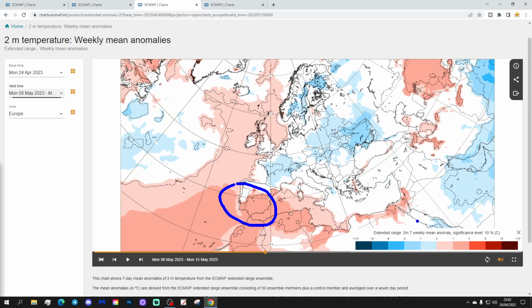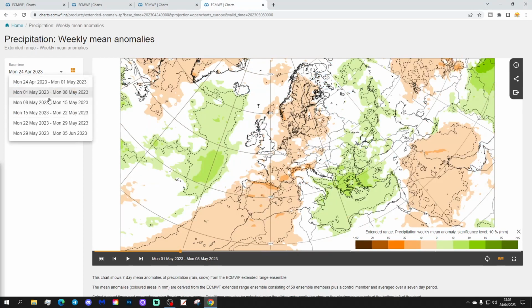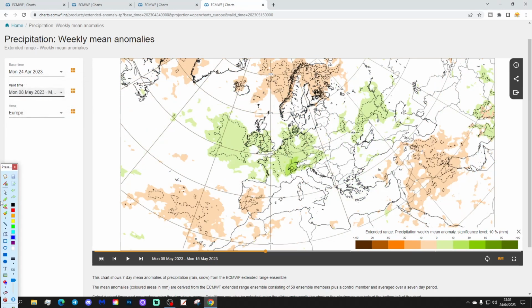So the heat dome, I suppose, pushes northwards in week 2, and then is probably swept away by low pressure in the Atlantic and a return of westerlies into week 3. And so we start to see the heat begin to ease off down across Spain and into North Africa as well. Precipitation looks like that.